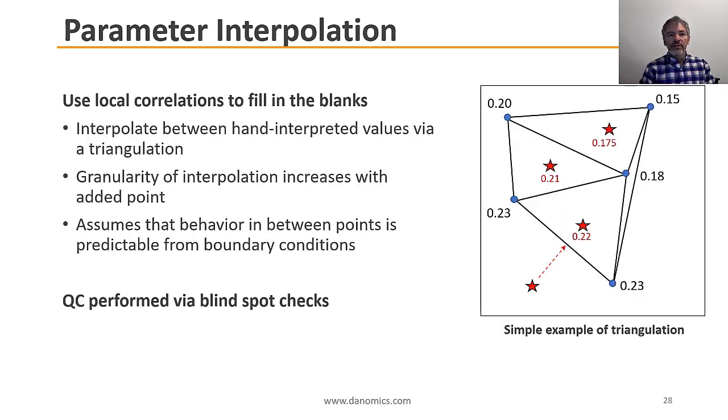Okay, very similar to this is what I call parameter interpolation. And this is where we use local correlations to fill in the blanks. Okay, so let me explain this to you. So here in the diagram, we have shown in blue points that we have interpreted manually. And if we can assume that the behavior in between those points is defined by the boundary conditions, we can then triangulate a solution in between these. And so, for example, if we're going through and making an interpretation on a parameter, and we do this in half a dozen wells, we can then use those interpretations to inform the adjacent wells.